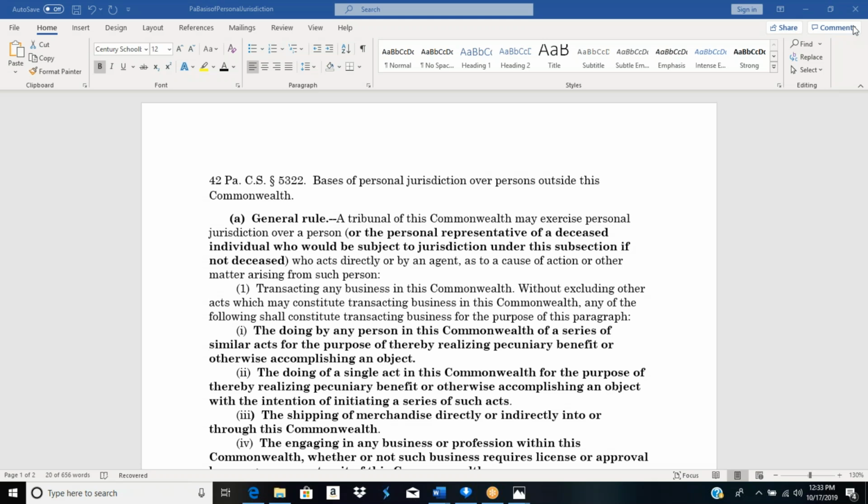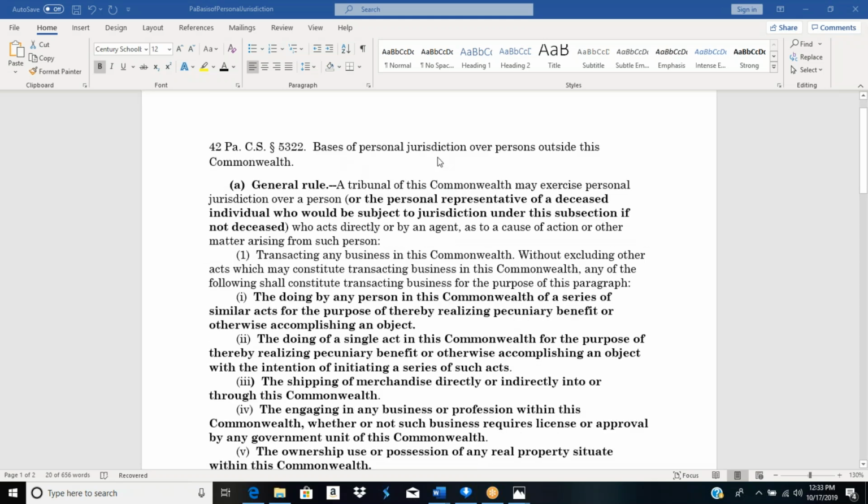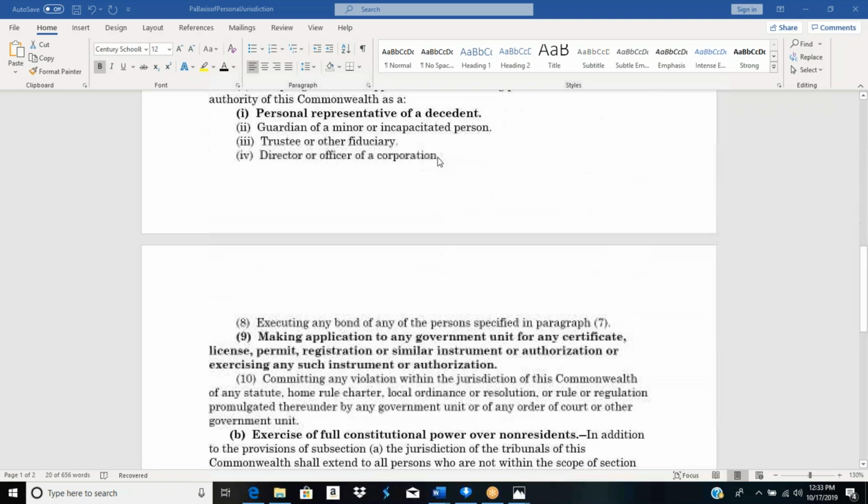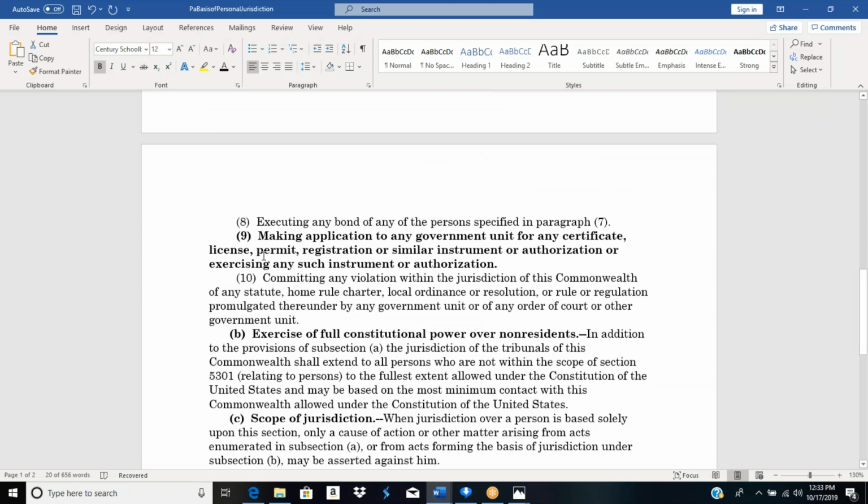And again, if you're in one of those commonwealths, all you've got to do is go to the general provisions in the statute. It'll show you that. But this is what I'm going to show you. This is how all states, all corporations, get their jurisdiction over an obligor. Basis of personal jurisdiction, we're going to slide down here. Right here, number 9: Making application to any government unit for any certificate, license, permit, registration, or similar instrument or authorization, or exercising any such instrument or authorization.